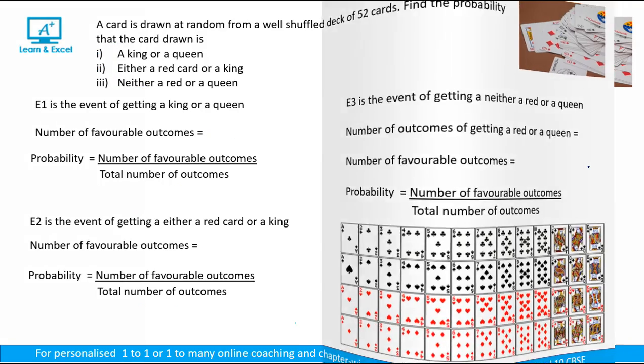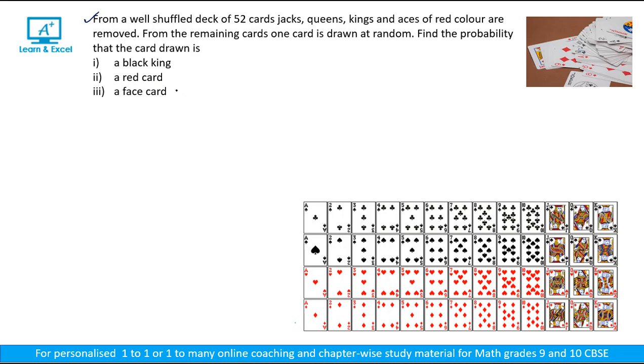Now let us look at another question. From a deck of 52 cards, jacks, queens, kings, aces of red color are removed. From the remaining cards, one card is drawn at random. We have to find the probability that the card drawn is a black king. Now the aces, the jacks, queens and the kings of red color are removed.